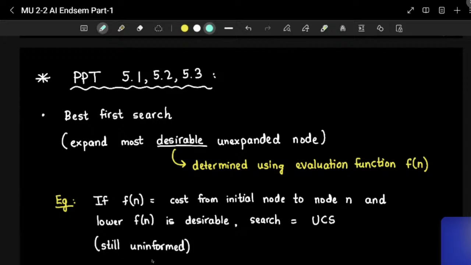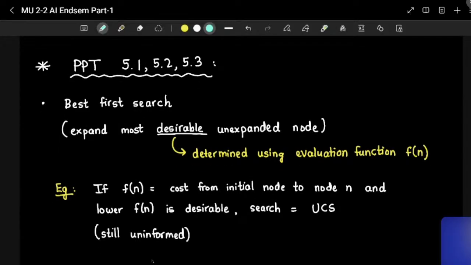Those were uninformed search. We have informed search now. Basically you have extra information. Later we'll see it is called heuristic. We'll see what it is.